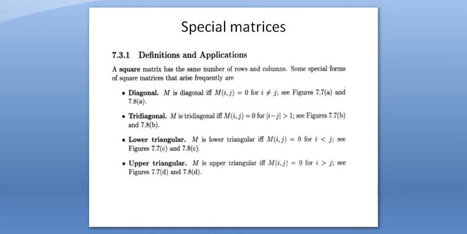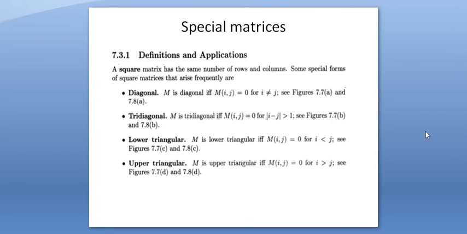The topic which we are going to cover in this video tutorial happens to be special matrices. Let's look at the definition and application of a special matrix. So one condition for the matrix to be a special matrix happens to be it should be a square matrix. This is the first condition, and based on that we have diagonal, tridiagonal, lower triangular and upper triangular matrix.